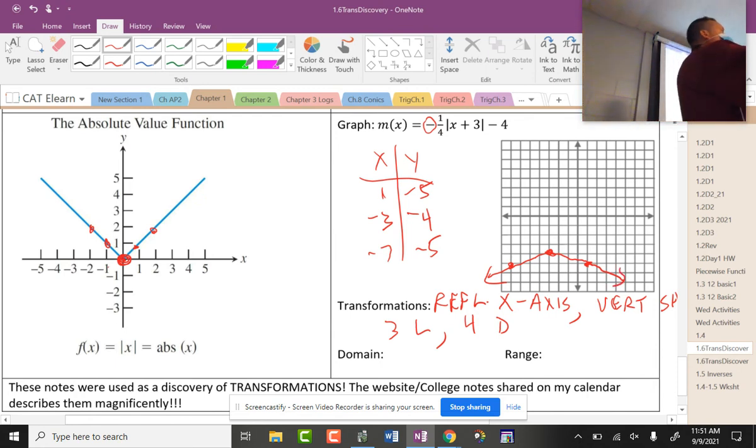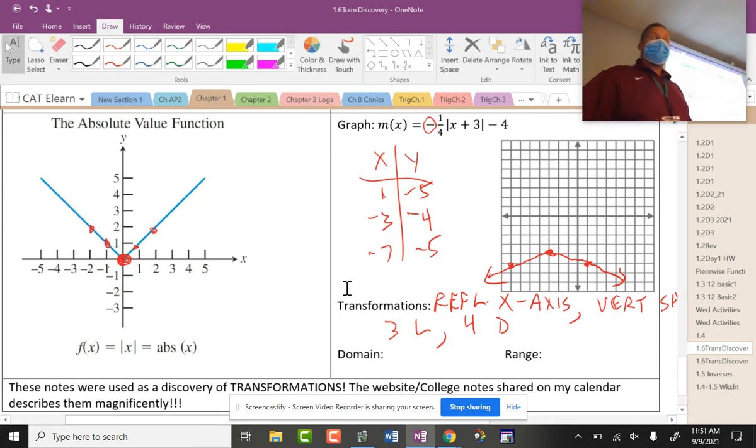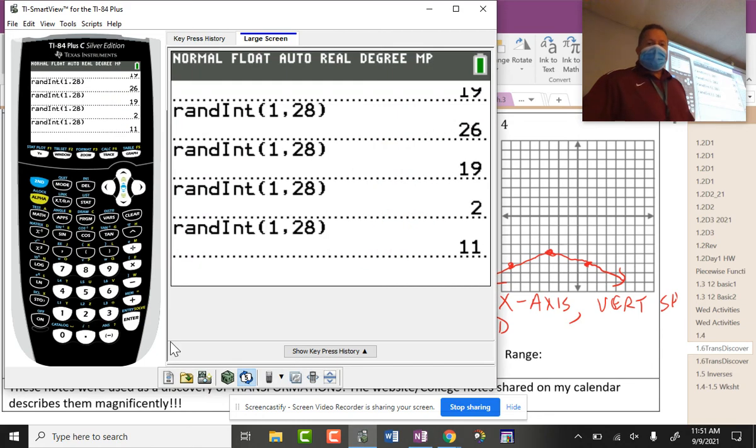But we got to be able to evaluate, folks. I mean, we got to be able to deal with numbers here, or else this isn't going to go very far.